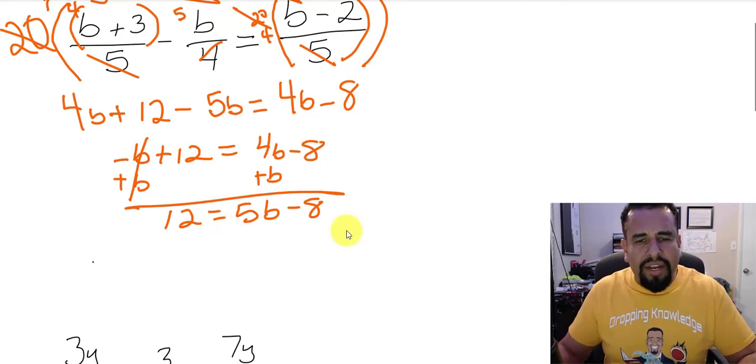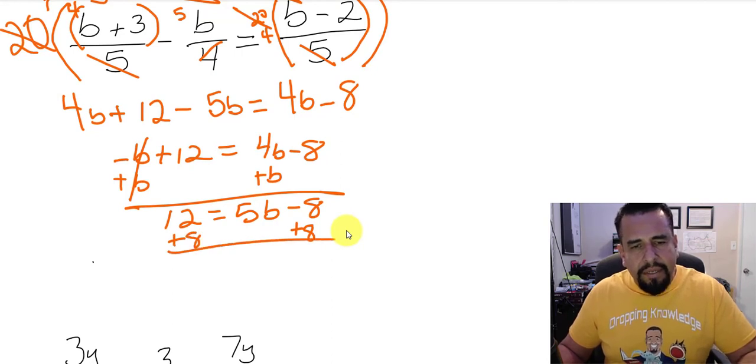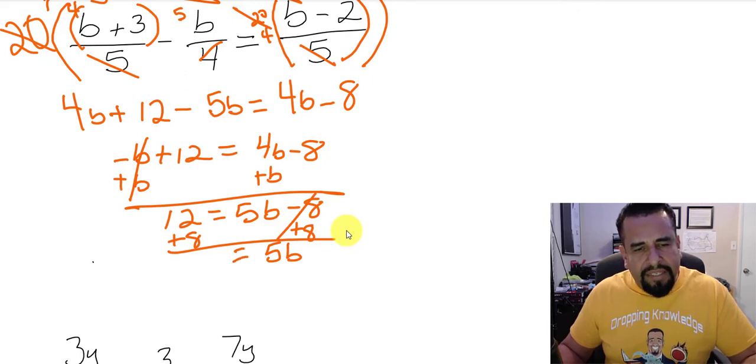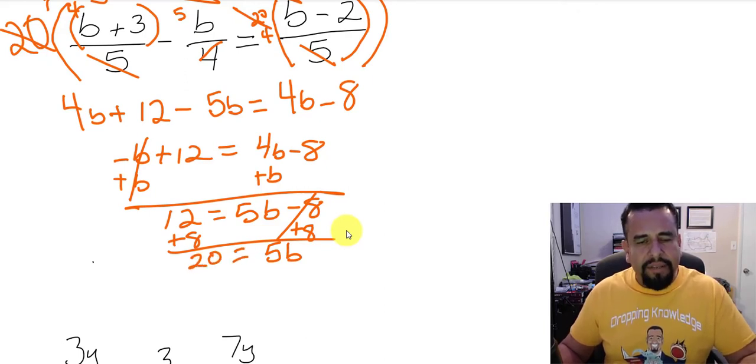Now, let's go ahead and combine that 8. So that'll be plus 8 plus 8. That's going to give me a 0. 5b equals 12 plus 8 is 20.